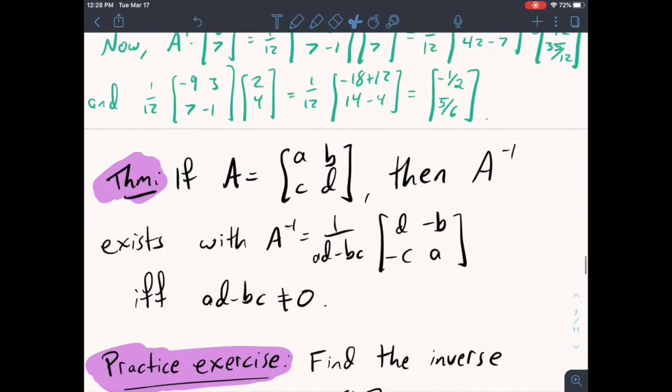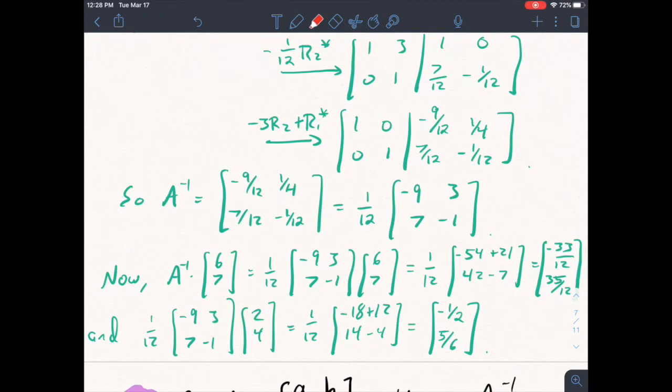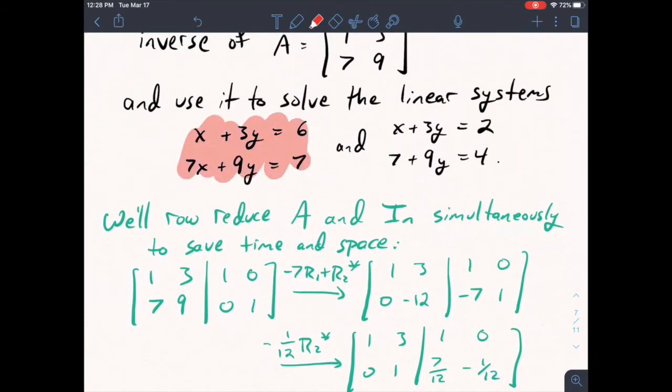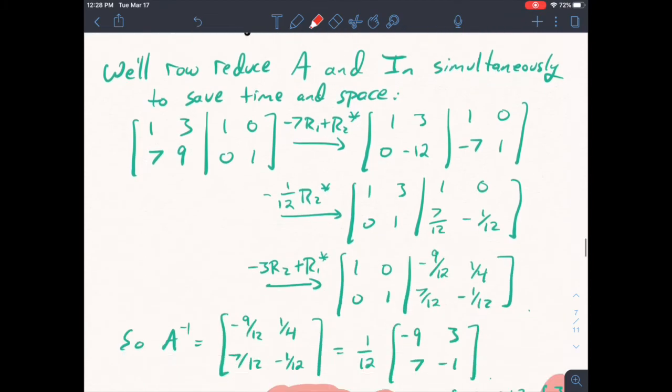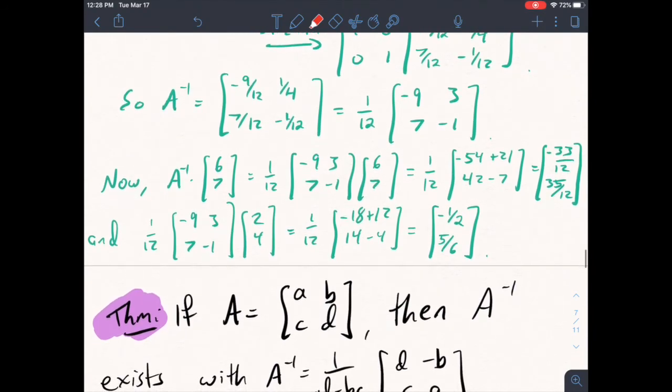All right, cool. So let's use that to finish our exercise. I can take my A inverse and multiply it by my B matrix to get our solutions. So I would take my A inverse, multiply it by 6, 7, and I should get this matrix out. I won't go through that. And then same thing for multiplying it by the vector 2, 4. That's going to solve this one and this one. All right, cool. So 2 by 2 matrices are pretty easy.